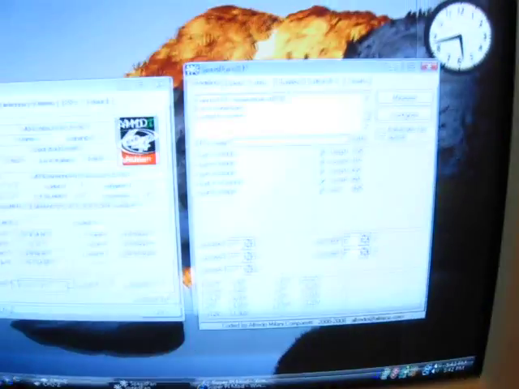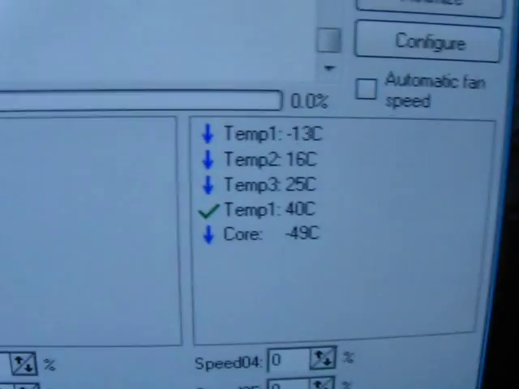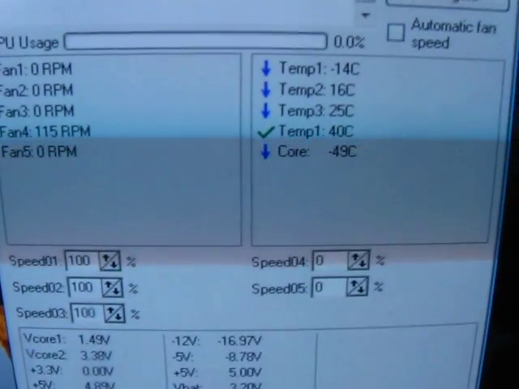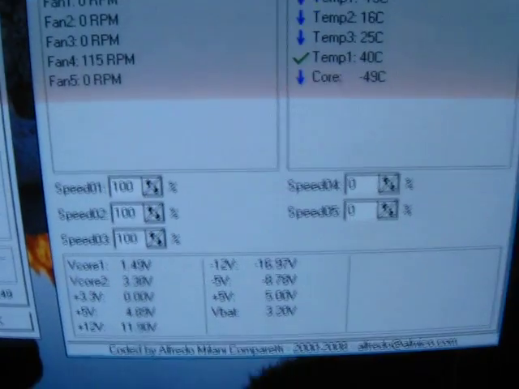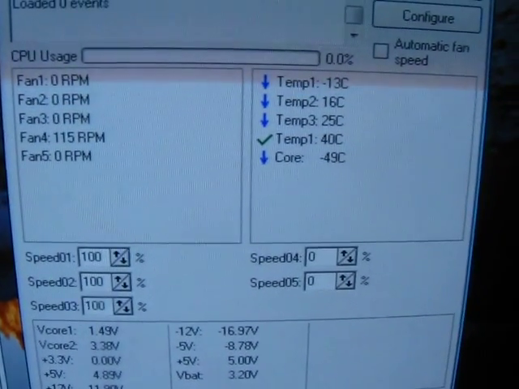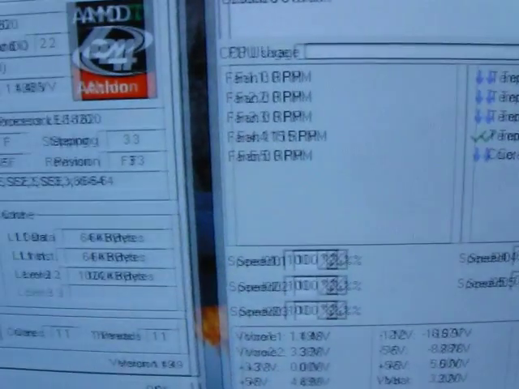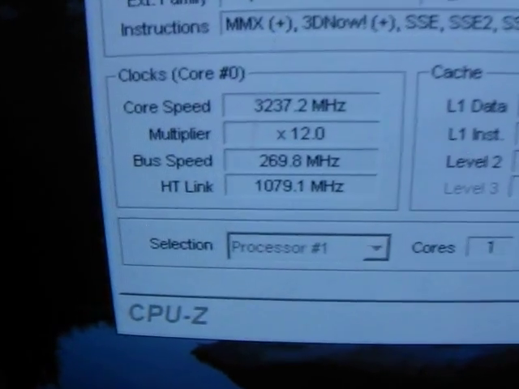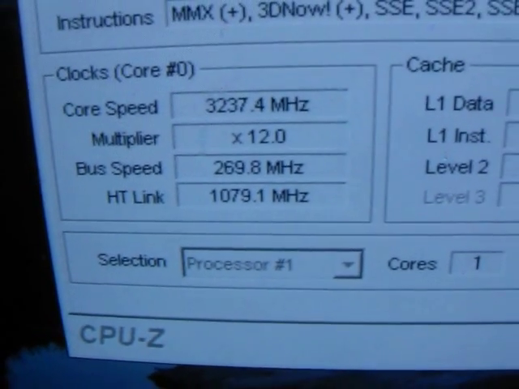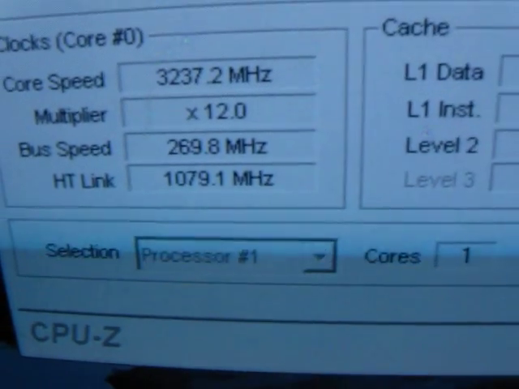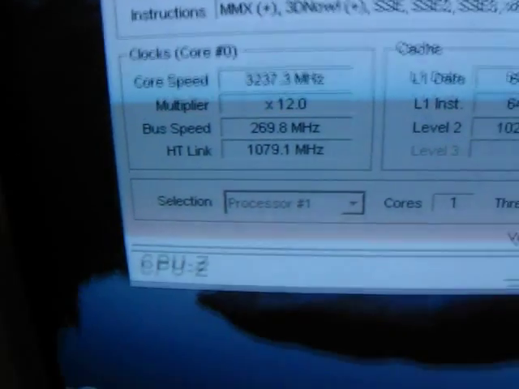All right, come over and look at, Mike, can we look at our temperatures here? You can see we got minus 13, minus 14, 16, 25, and 40. But minus 13 for our first temperature. That's on the processor. 14 below. And we're stable at 3.2 with a front side bus speed of 269. That's 69 megahertz over stock.